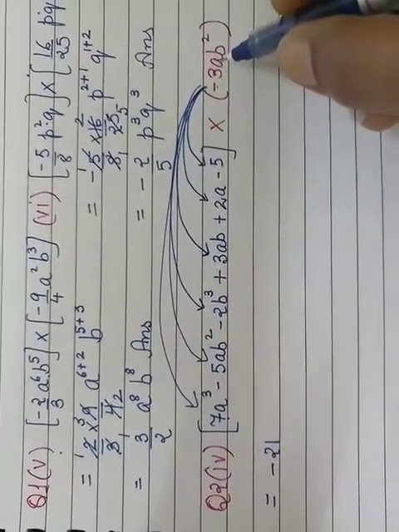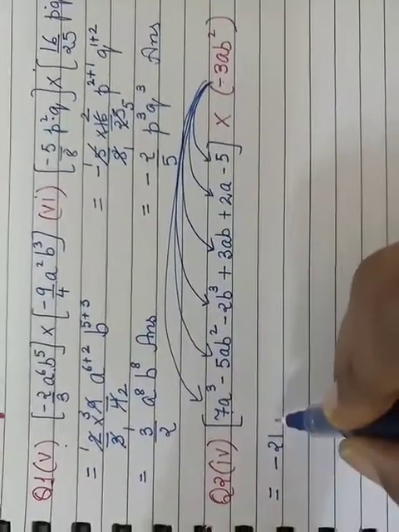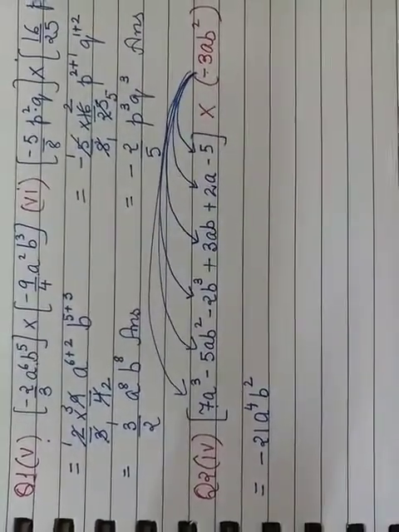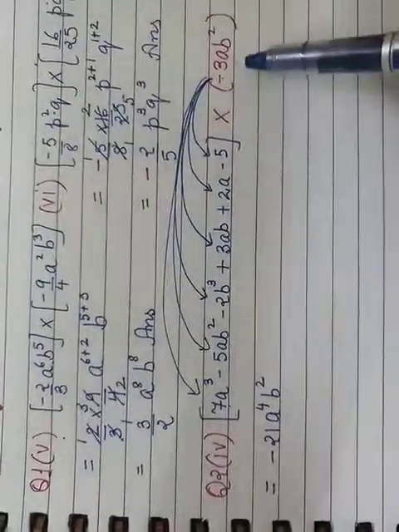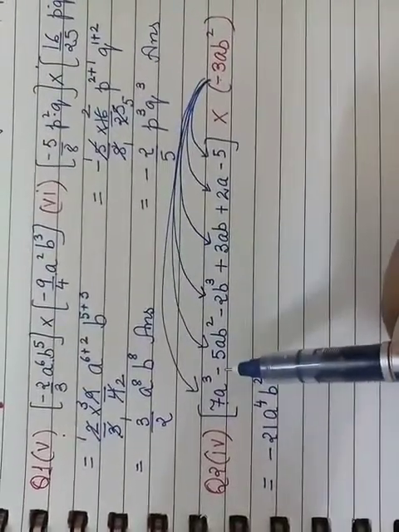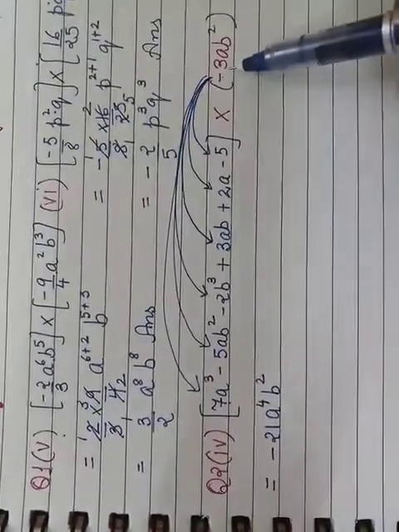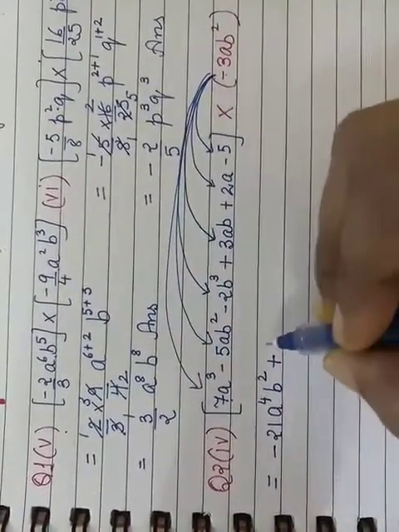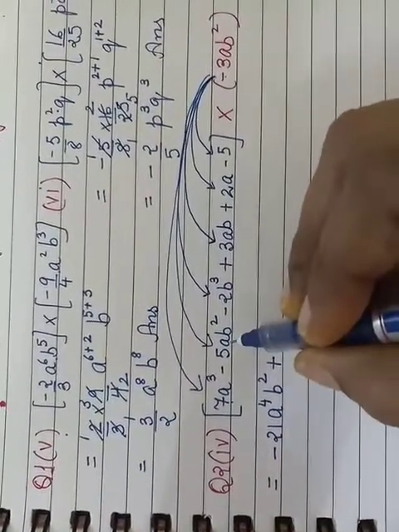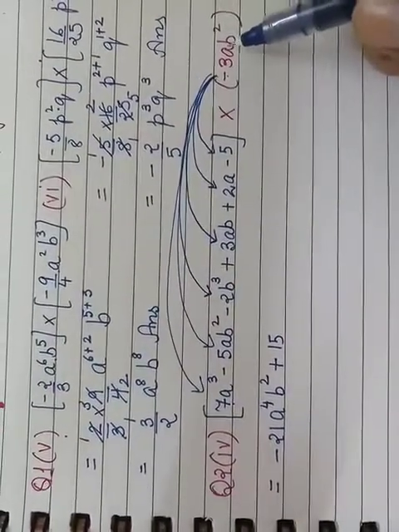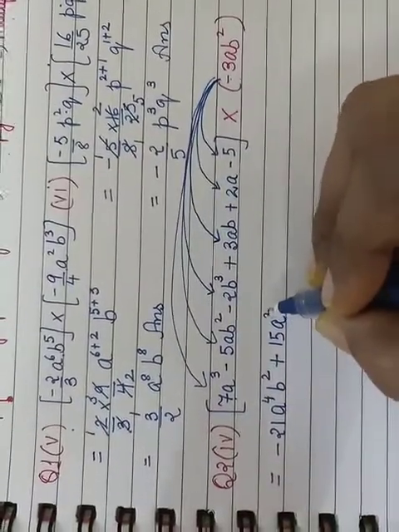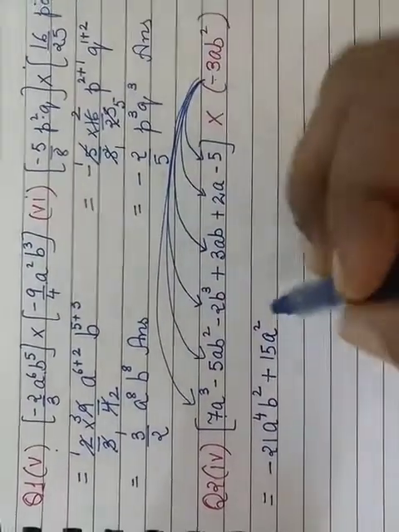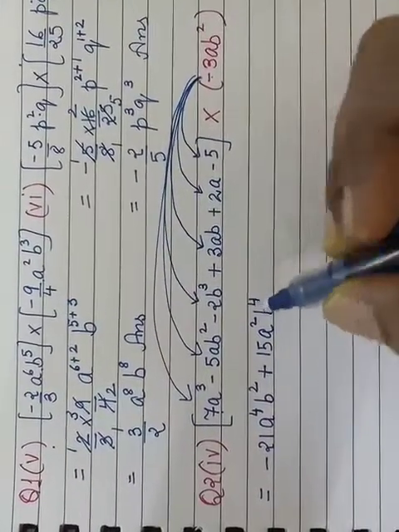A cube and a to the power 1 will give you a to the power 4 and b square. Okay children. Then we multiply minus 3ab square with the second term. So this is minus, this is also minus, it will become plus. 5 3s is 15. Here a is having power 1, here also a is having power 1, so it becomes a square. B is having power 2, here also b is having power 2, so b to the power 4.